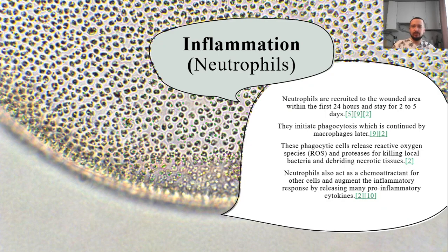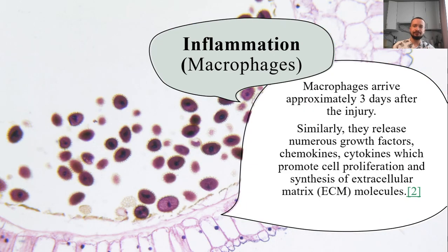Inflammation. We start by talking about neutrophils. They are recruited to the wounded area within the first 24 hours and stay for 2 to 5 days. They initiate phagocytosis, which is continued by macrophages later. These phagocytic cells release reactive oxygen species and proteases for killing local bacteria and debriding necrotic tissues. Neutrophils also act as a chemoattractant for other cells and augment the inflammatory response by releasing many pro-inflammatory cytokines.